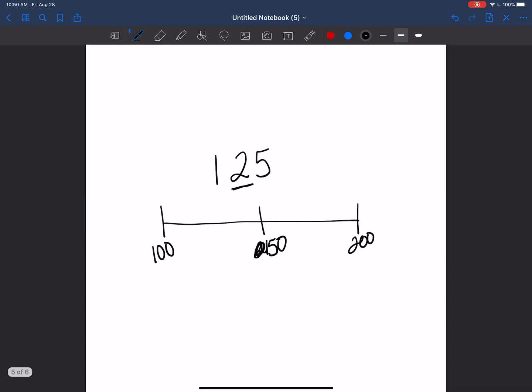125, where does it go on our number line? Before 150 or after? Before. And now we can tell, is 125 closer to 100 or is it closer to 200? It is closer to 100, so it rounds down to 100.